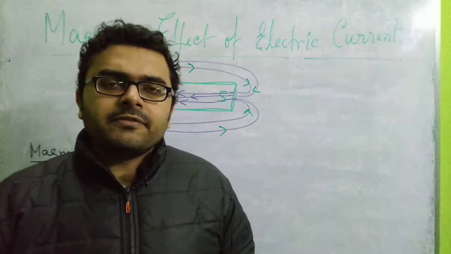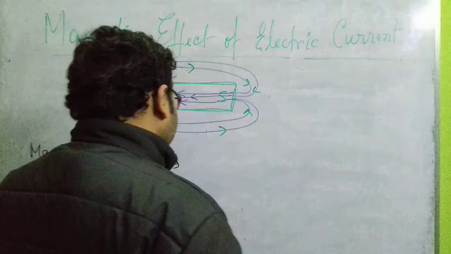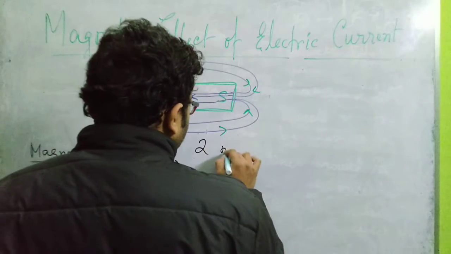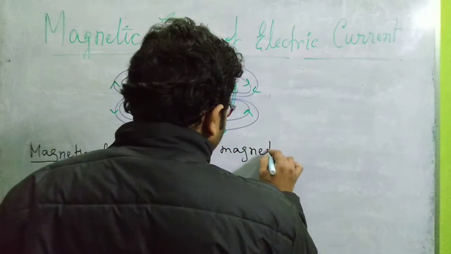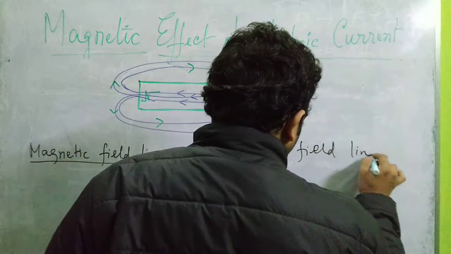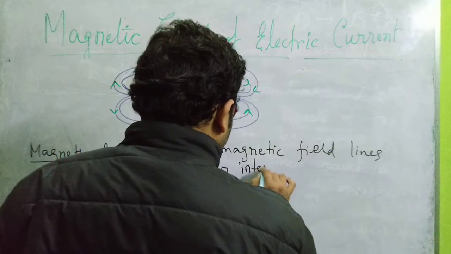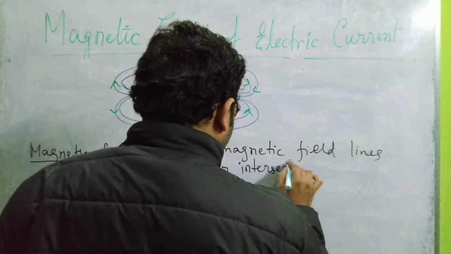And two magnetic field lines never intersect each other. Remember this point, it is very important. Two magnetic field lines never intersect each other. Why? Can you answer this question? I think some of you may have also read this.